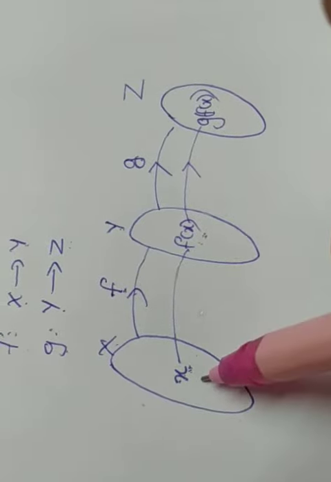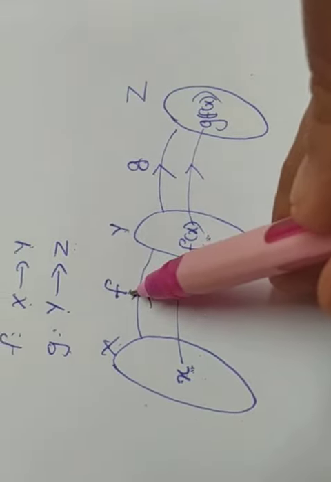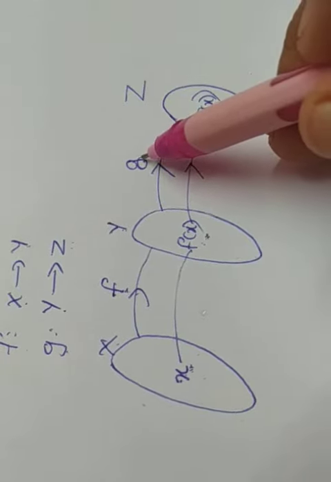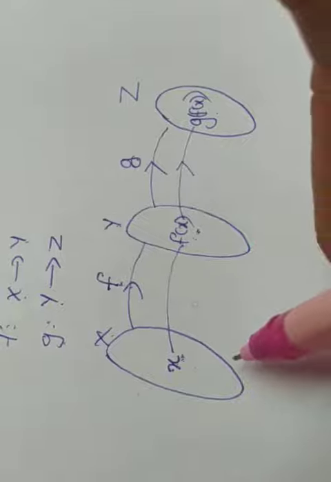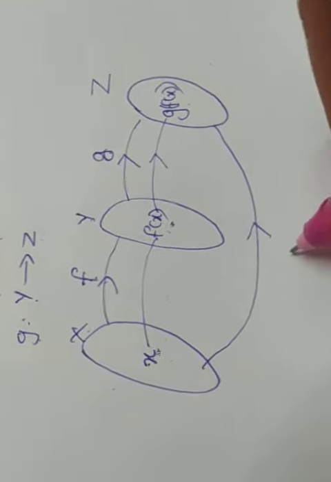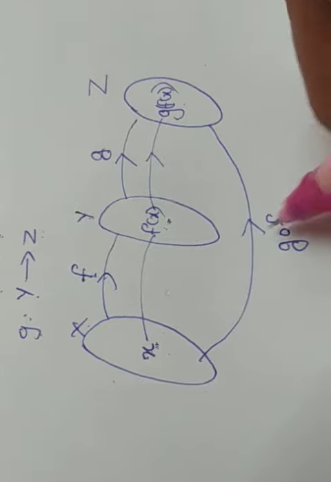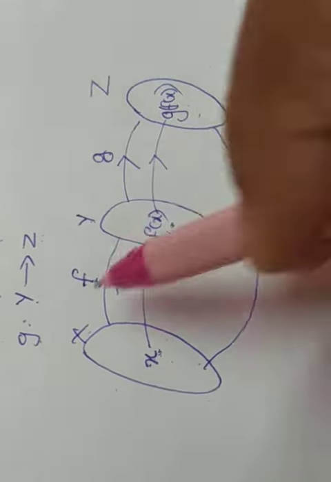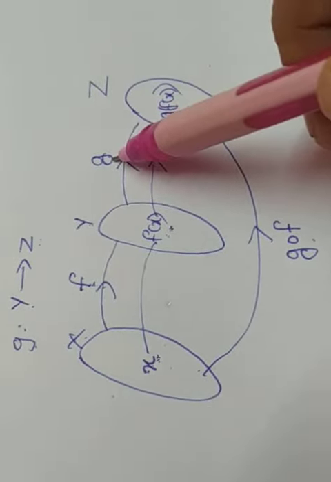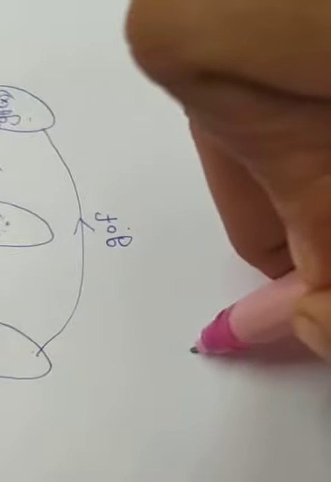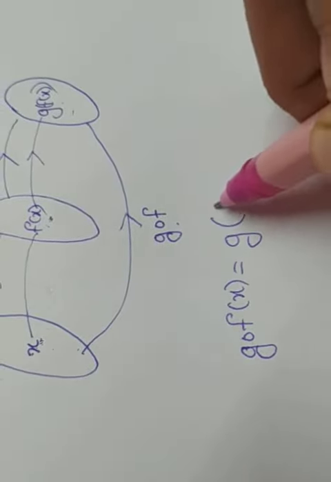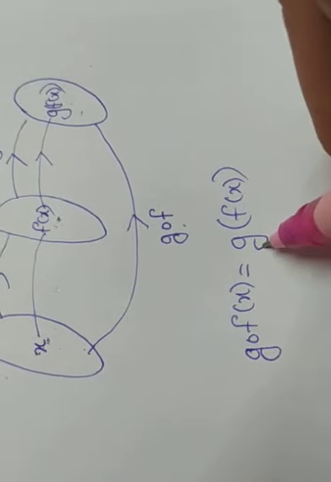So x has the image f of x under f. f of x has the image g of f of x under the function g. And we can define a function from X to Z, and its name is given by g composite f. The function is from set X to set Z, and the name of the mapping is g composite f. The definition is: g composite f of x is defined as g of f of x.